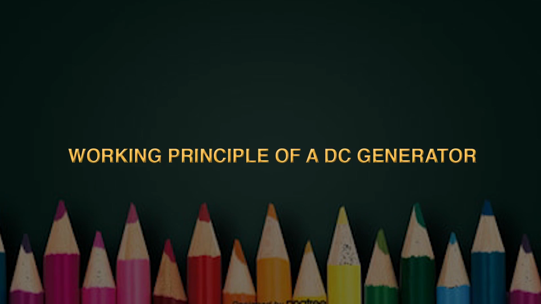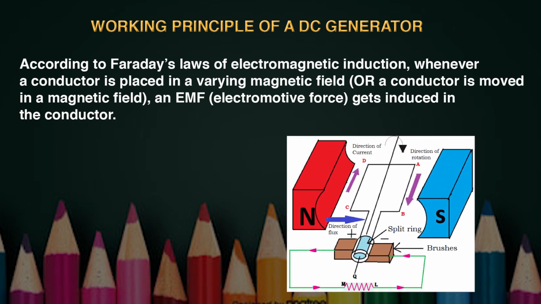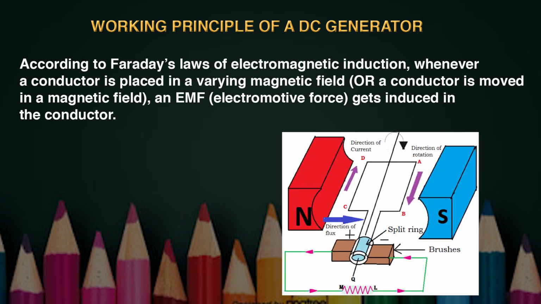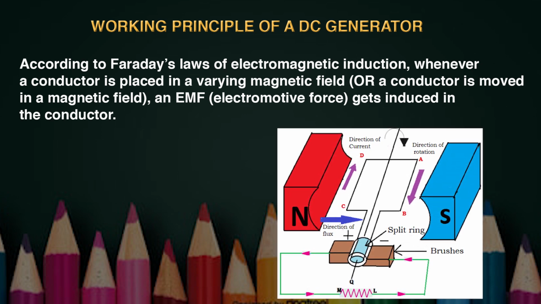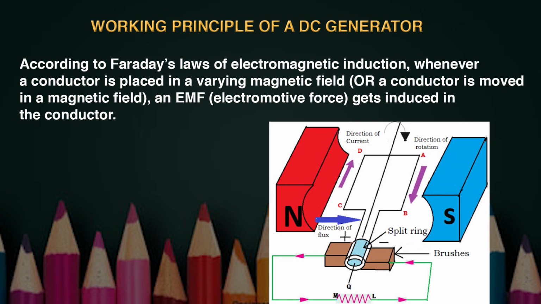Now we are going to discuss the working principle of the DC generator. According to Faraday's law of electromagnetic induction, whenever a conductor is placed in a varying magnetic field or a conductor is moved in a magnetic field, an EMF gets induced in the conductor.